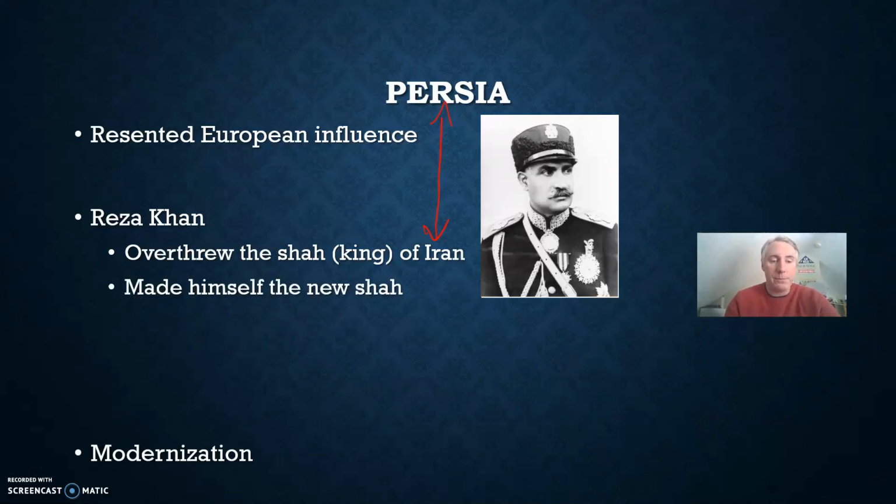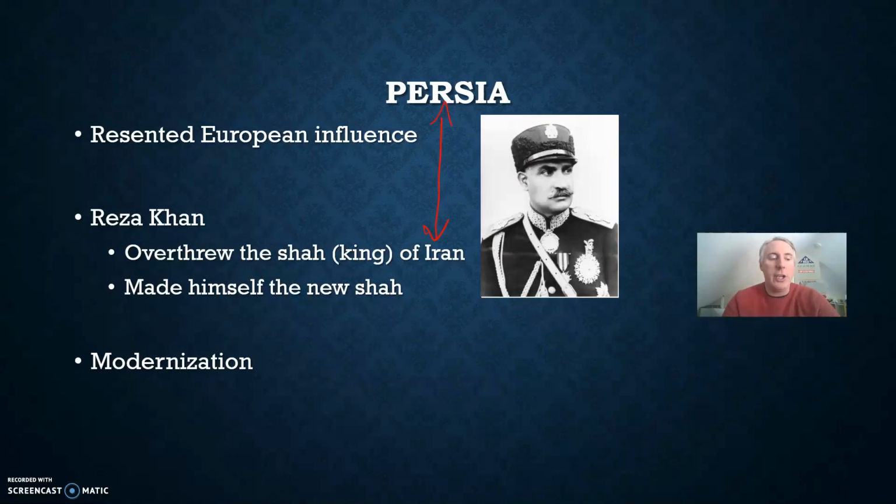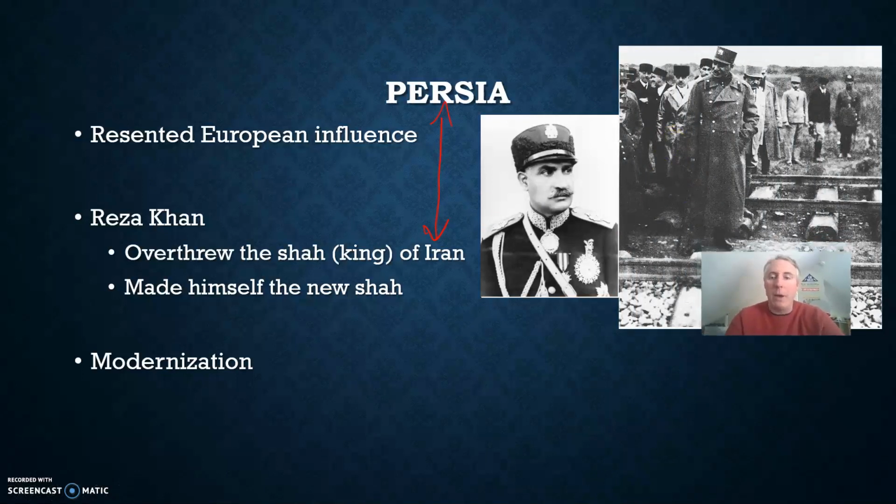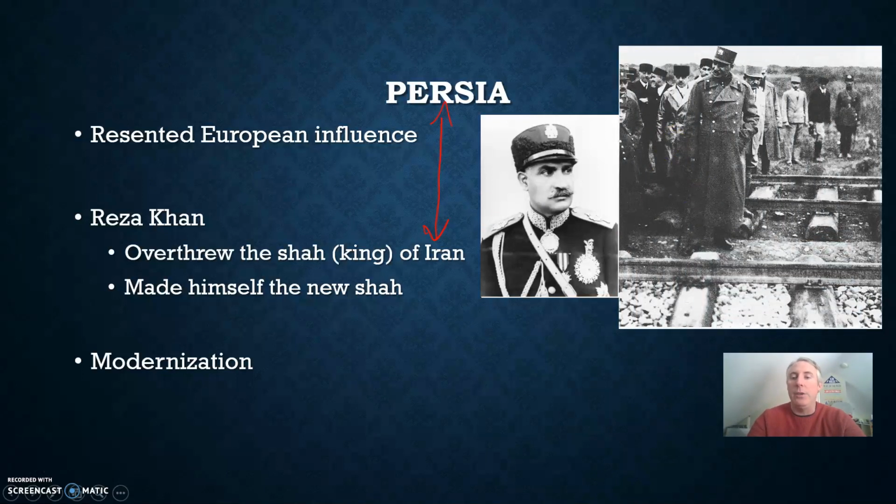Now, like Ataturk, he moved forward with a policy of modernization. He forced Persians to wear Western clothes. He made changes to the laws, doing away with a lot of the old Islamic laws. He also wanted modernization in industry. Here you see him overseeing the construction of railroads and so forth.